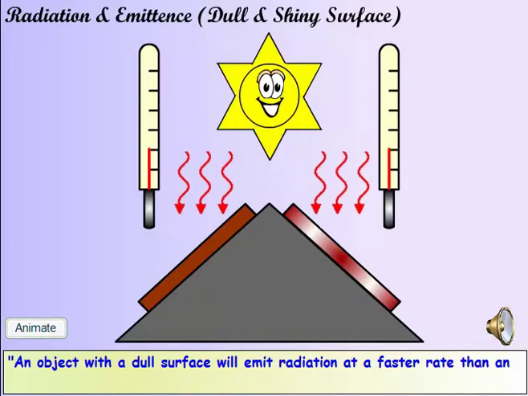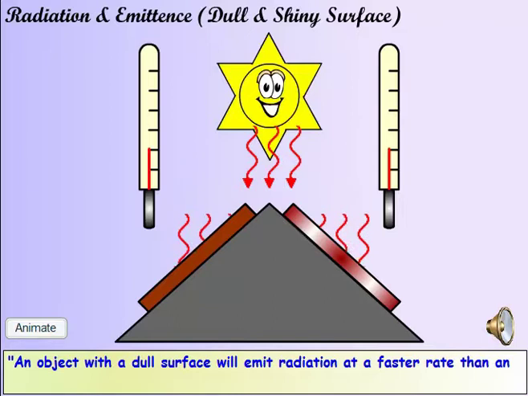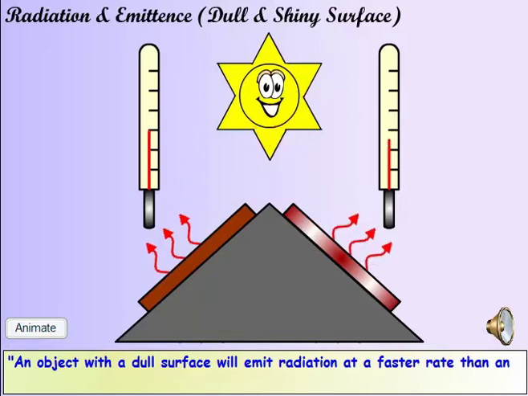A dull surface will emit heat at a faster rate than a shiny surface. A dull surface absorbs and emits heat at a faster rate than the shiny surface. But in general, the rate of absorption is higher than the rate of emittance. That is why the temperature of a dull surface will be more than that of a shiny surface.